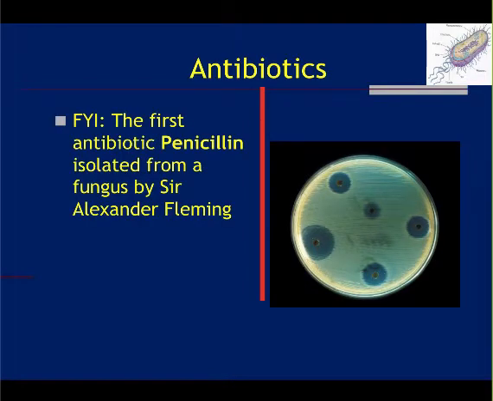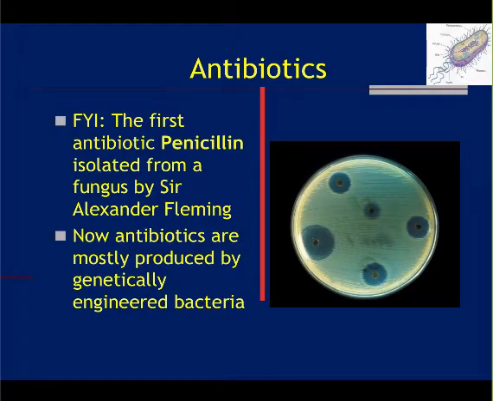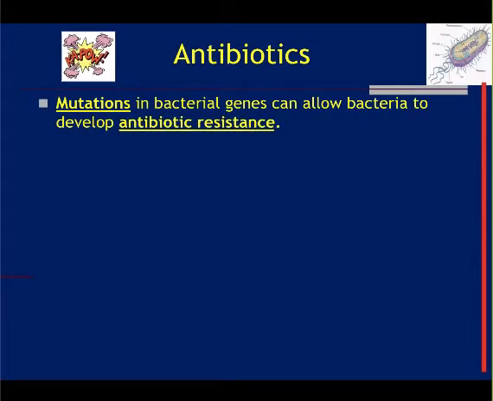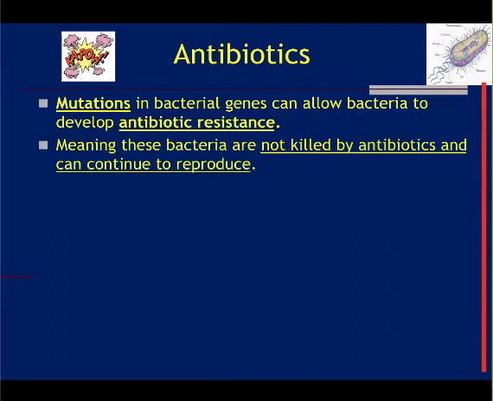This was Sir Alexander Fleming, and now we genetically engineer them. The reason we genetically engineer them is because of antibiotic resistance. All right, so in terms of our resistance, again, we talked about this the last day. If the plasmid gets a mutation, the bacteria can develop antibiotic resistance. They won't be killed and they will just continue to reproduce.